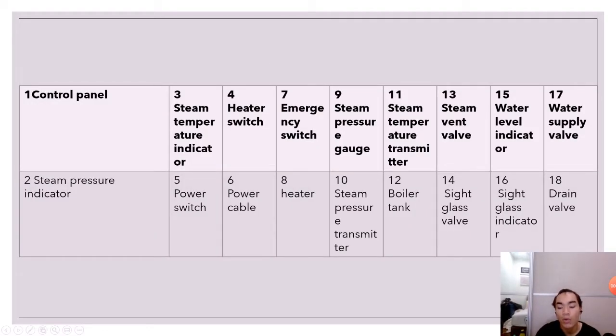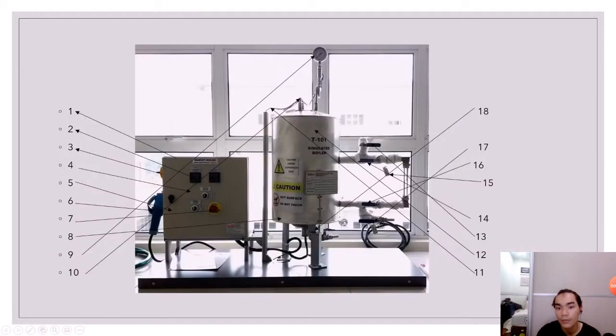Right, now we go on to the apparatus. There are 18 components that make up the Marcet boiler. This is what we call the Marcet boiler.